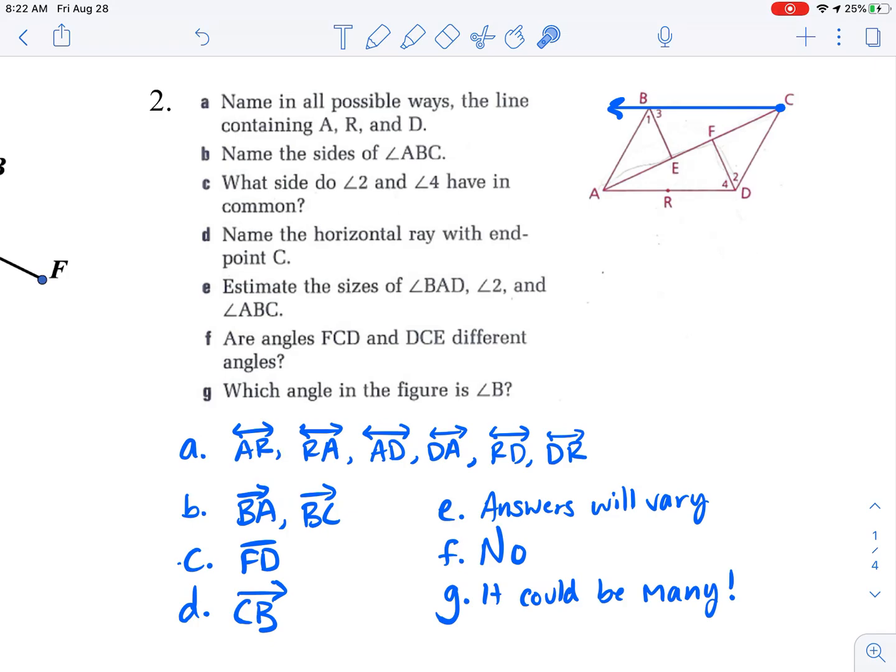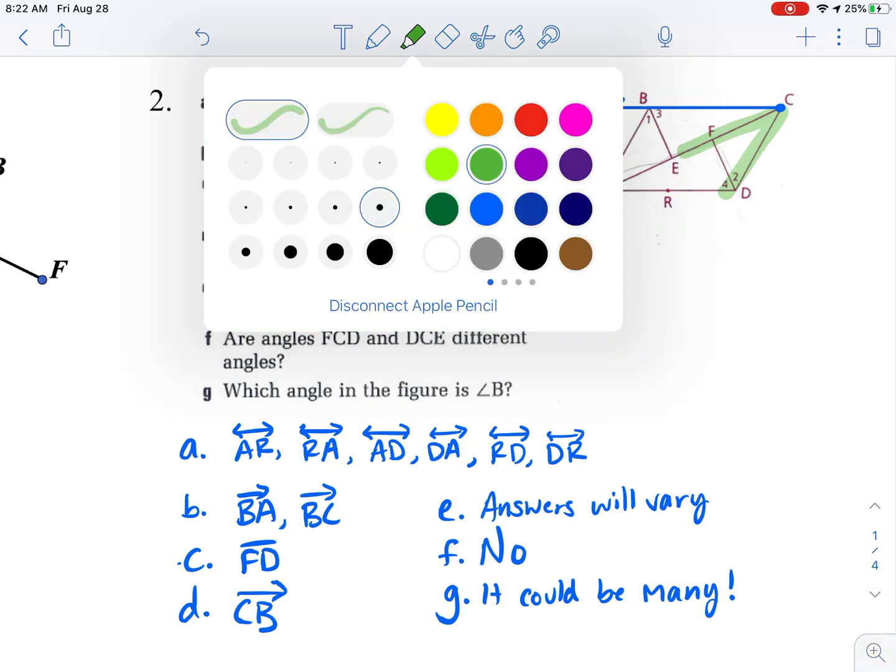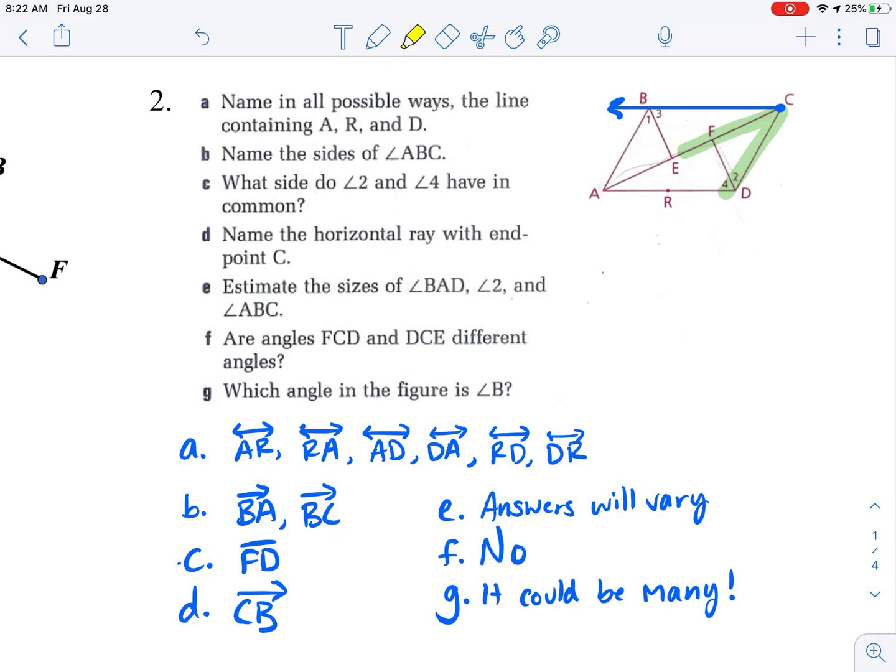All right, 2 more. F, our angle is FCD. Is FCD different from DCE? Well, let's see here. We want to check for same vertex and same rays or segments making the sides. DC all the way through E. No, those are 100% the same angles because rays extend infinitely. What we care about is that the points are along the same ray. They share the same endpoint, so those are the same angle, even though we named it with a point further along the ray for the second one.